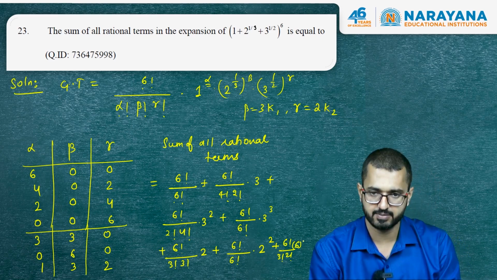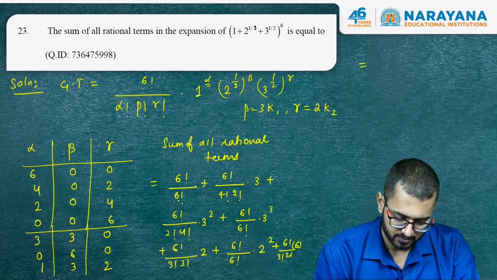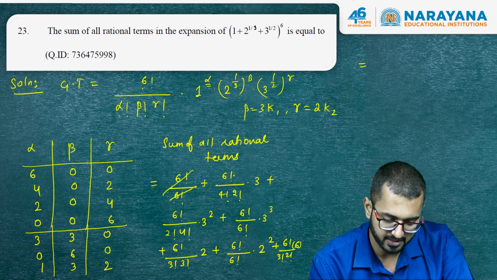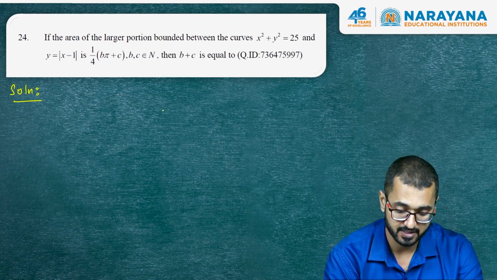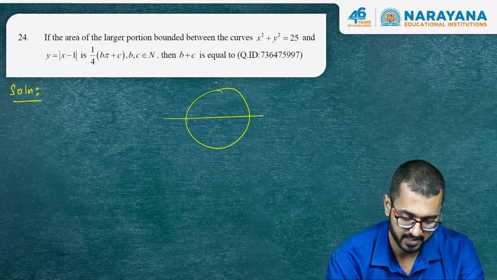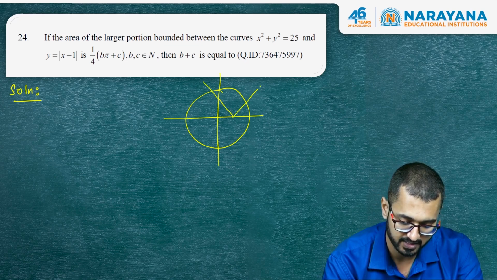That means we now have to sum them up. So this will get cancelled, and here 6 factorial will give me just 30. Given to be a circle, and we have the graph y equal to mod x minus 1, means it will go somewhat like this.